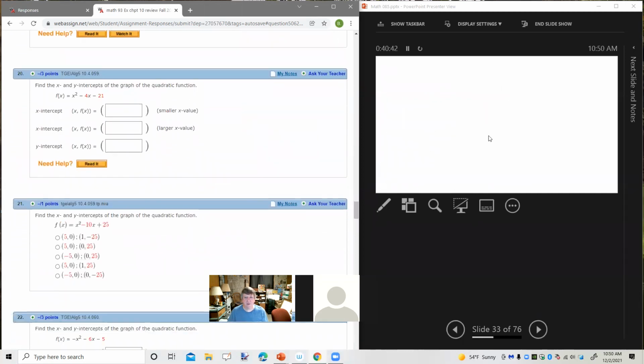Okay, this says find the x and y intercepts of the graph of the quadratic function. So this is number 20. And we have f of x equals x squared minus 4x. Okay.